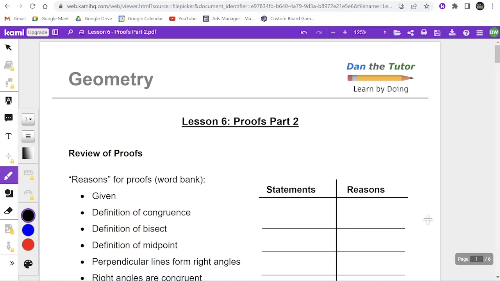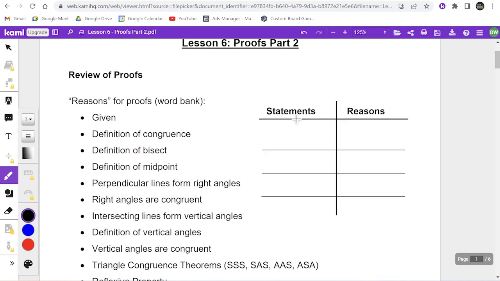So first we're going to do a quick review of proofs, and basically we're going to be doing proofs all day today. And just as a reminder, what do proofs do? We're proving something. Like for instance, two triangles are congruent, two side lengths are congruent, two angles are congruent. We're proving statements in geometry, basically. And we have this whole column here with statements and reasons. And if you remember, we have a word bank for these reasons.